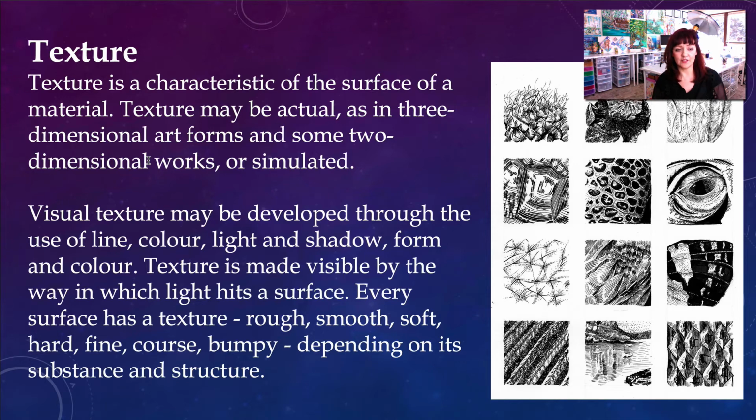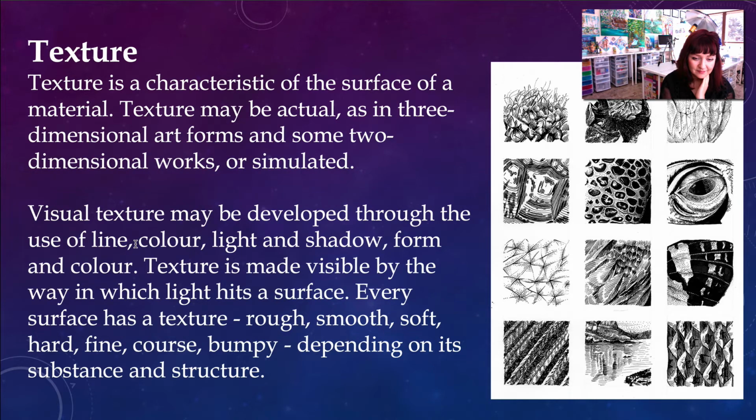Next element is texture. Texture is a characteristic of the surface of a material. Now, if you're looking at creating art, you're going to use different lines, colors, shapes to create and simulate that texture in reality, right?